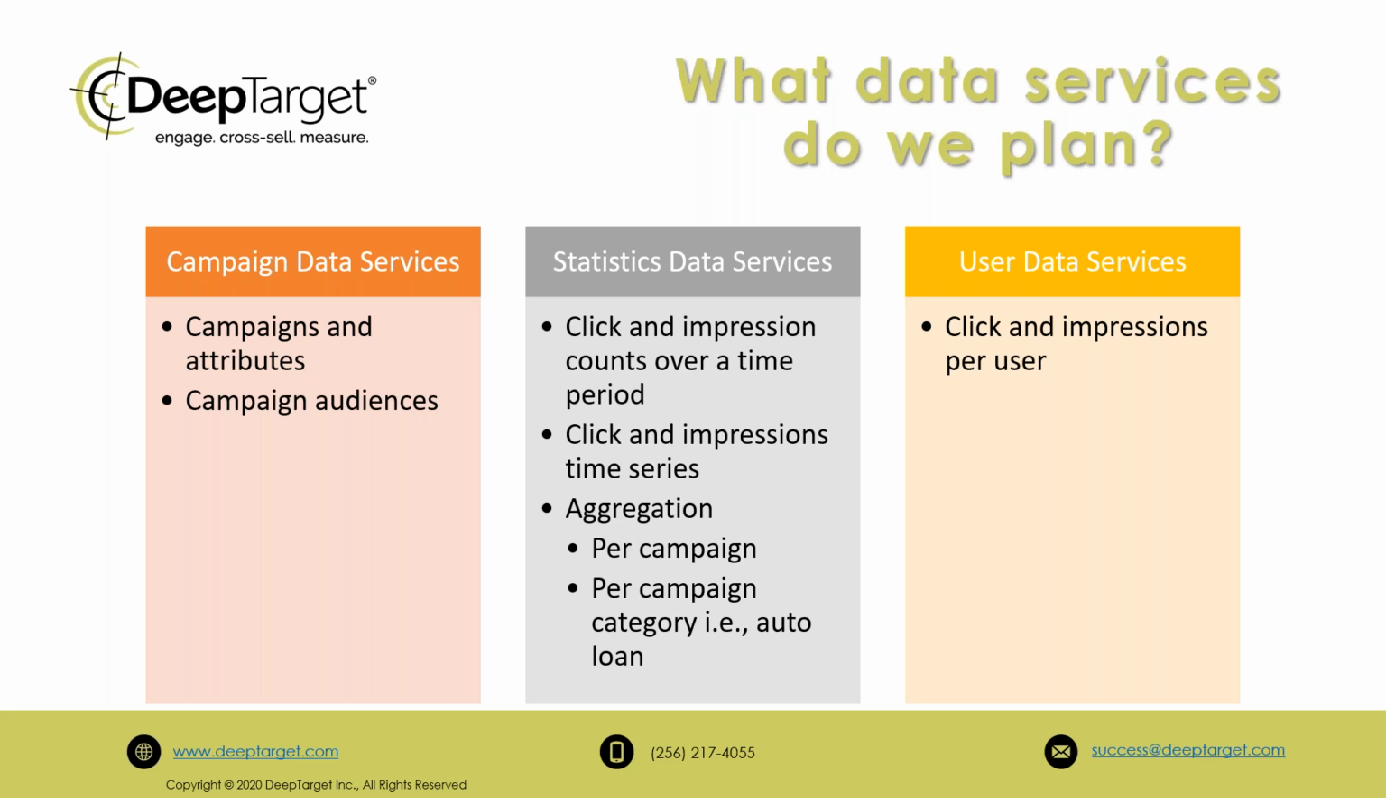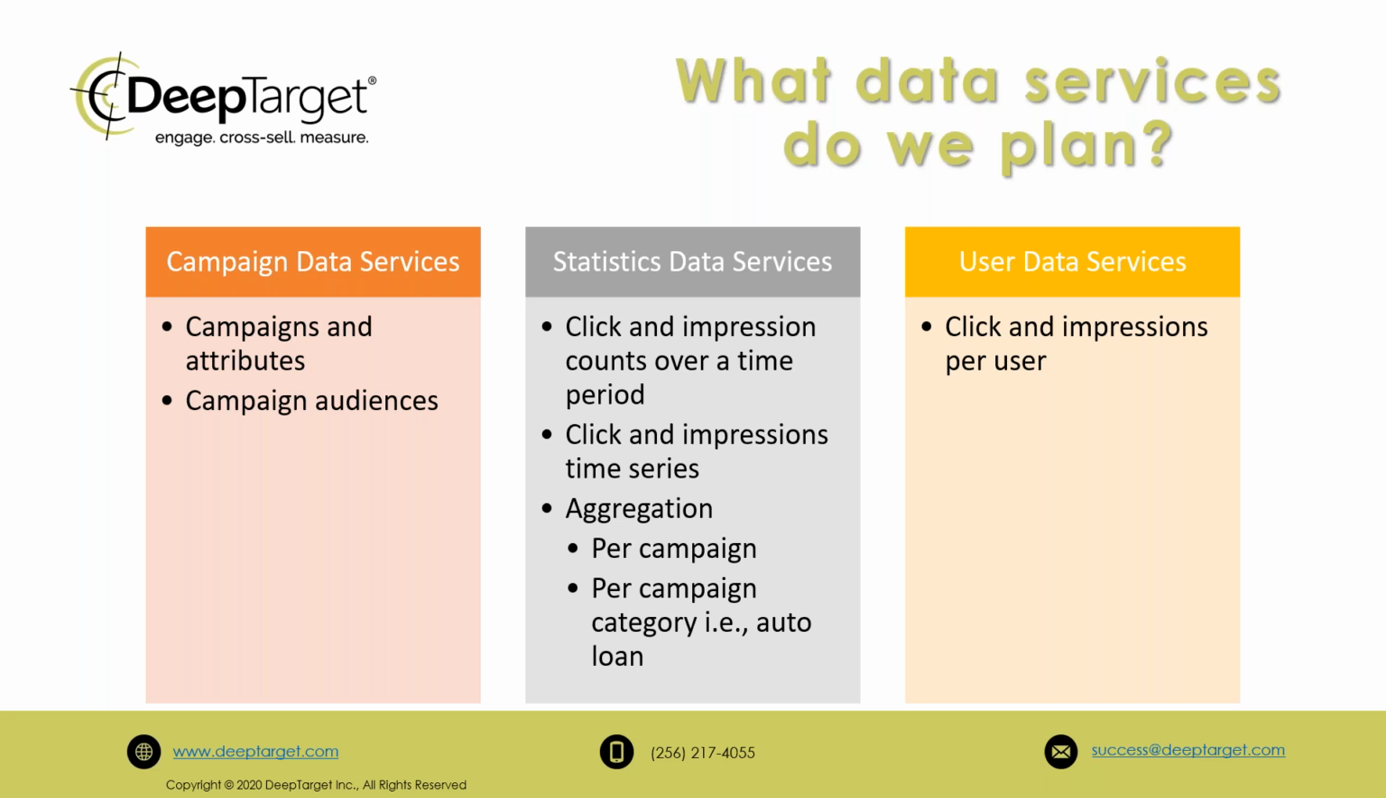and we plan to offer API services, which we group into three buckets. Campaign data services. This permits you to find the campaigns in the system and all the attributes associated with them, things like audience type and start and ending date. So any attribute that you are used to seeing in the interface will be available through the API. And then you would have campaign audiences that you can retrieve. So this is at the campaign level.